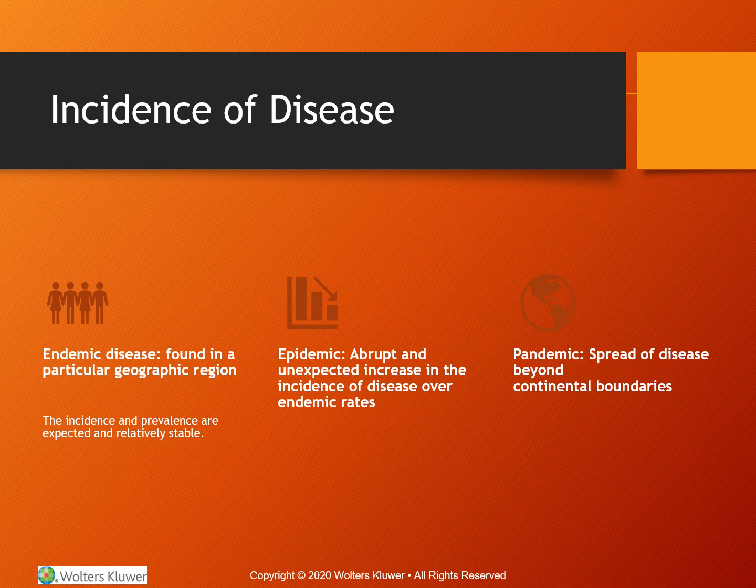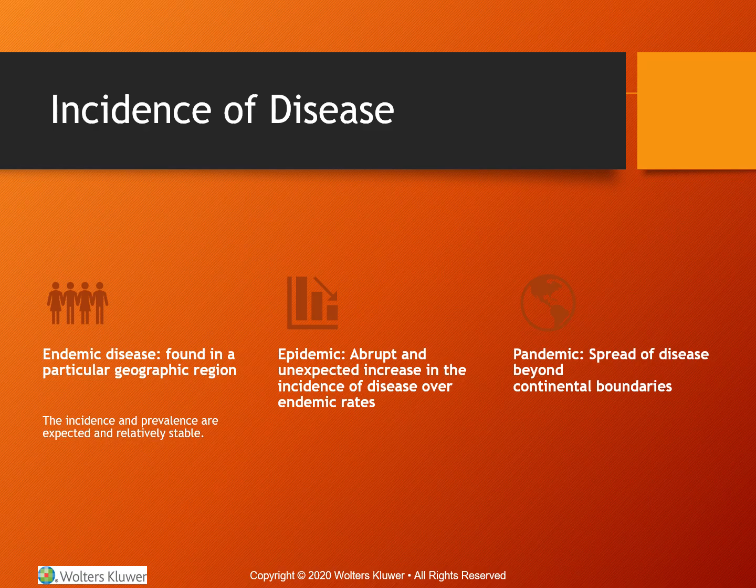Epidemics are infectious diseases that are abrupt and unexpected in their increase in the incidence of disease over endemic rates. So when something becomes an epidemic, it goes beyond that expected and relatively stable incidence, and there's just a really sharp increase in the amount of people infected with that disease.